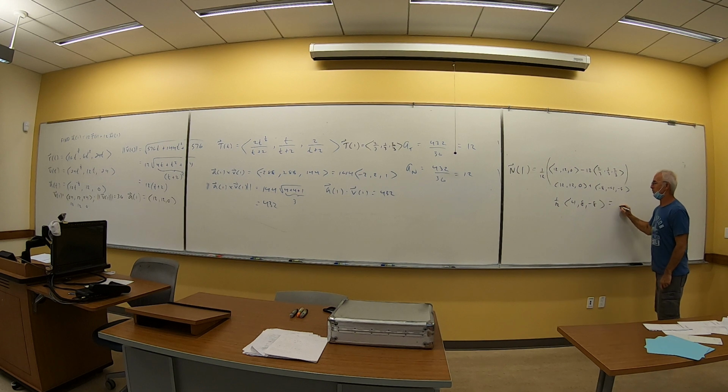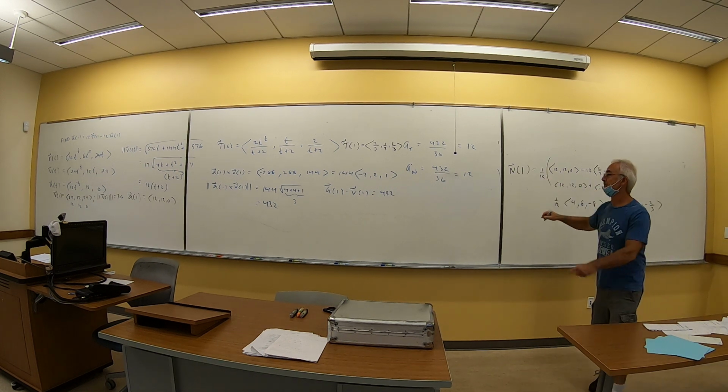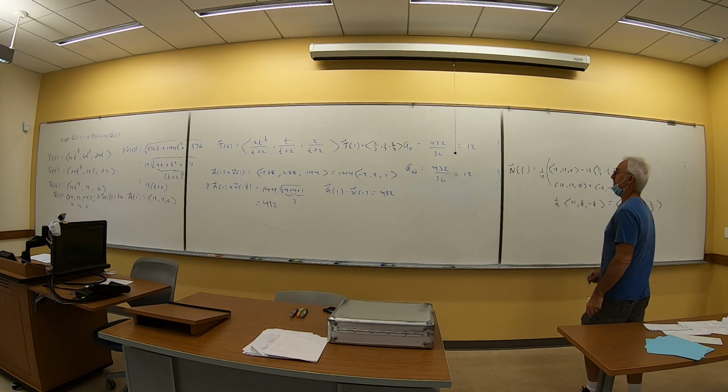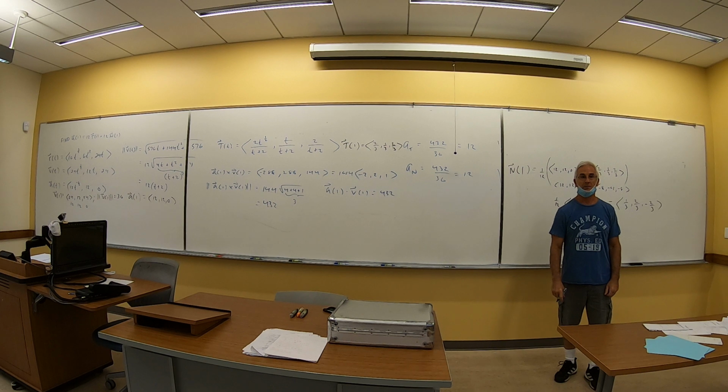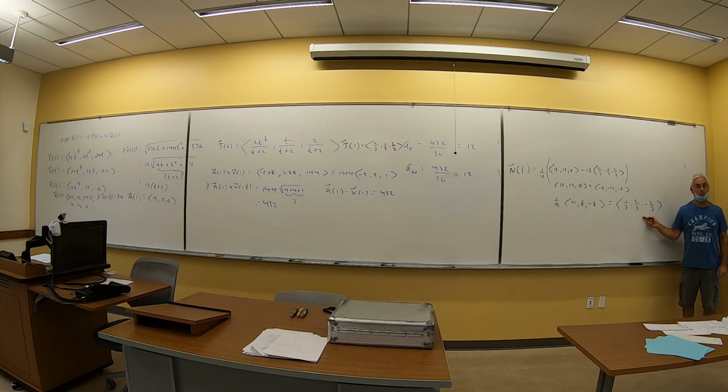So what is my normal vector? It is 1/3, 2/3, negative 2/3. Is this a unit vector? Check that first. Square, square, square. Does that add to 1? And more importantly, is it orthogonal to T of 1? 2/3 times 1/3 plus 1/3 times 2/3 minus 2/3 times 2/3. That is equal to 0. Now, this is the normal vector evaluated at 1.